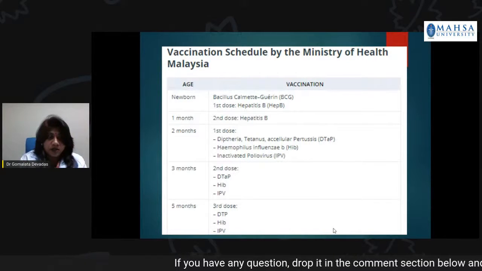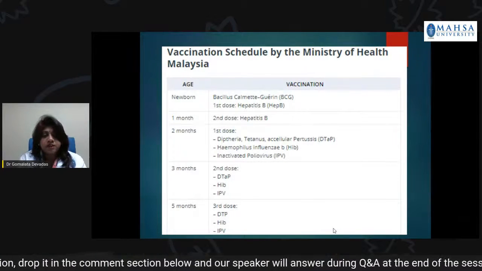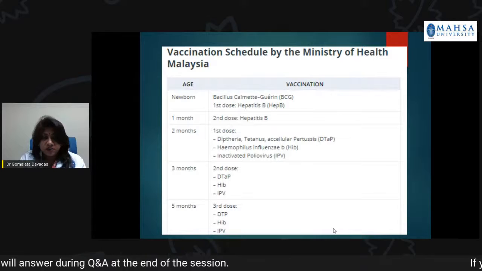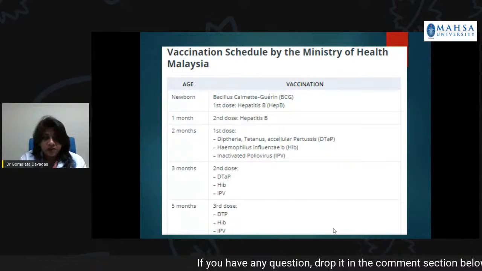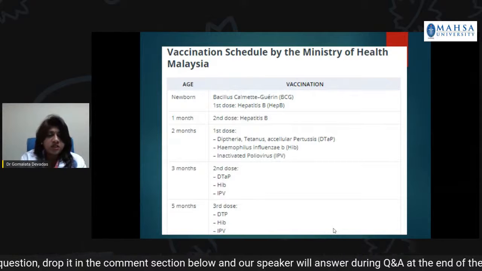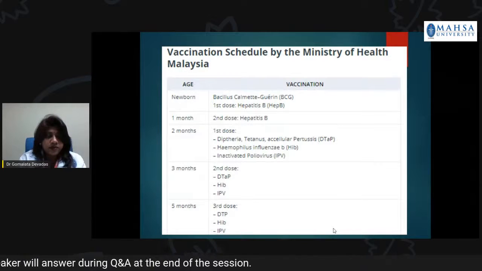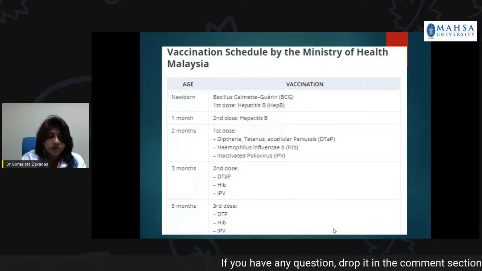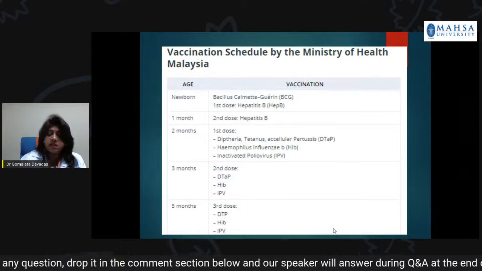In the first month of the child, the second dose of hepatitis B will be given. In the second month, the first dose of diphtheria, tetanus, pertussis (DTaP), Haemophilus influenzae b (Hib), and inactivated polio vaccine will be given. These are also to prevent disease. The second dose of the same vaccination will be given in the third month, and the third dose in the fifth month.